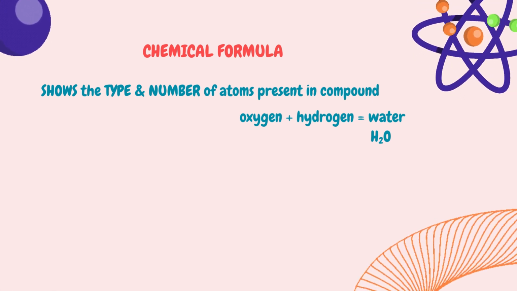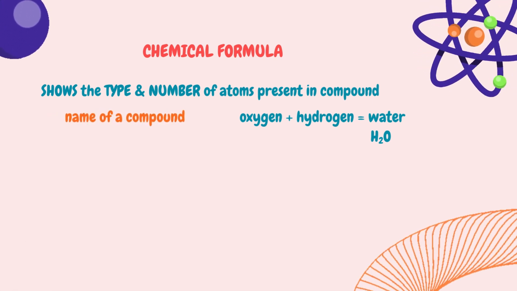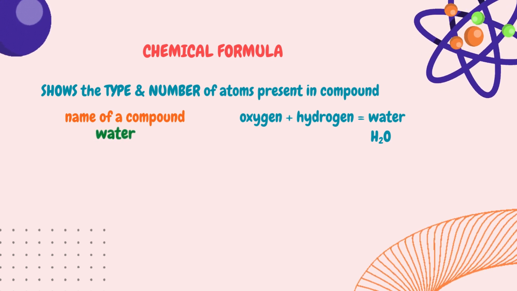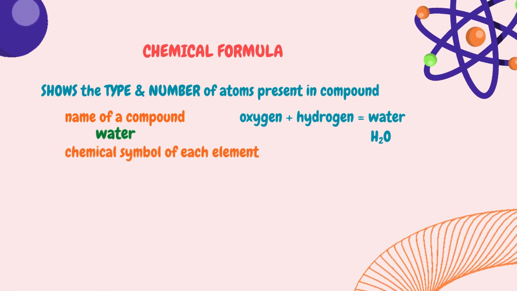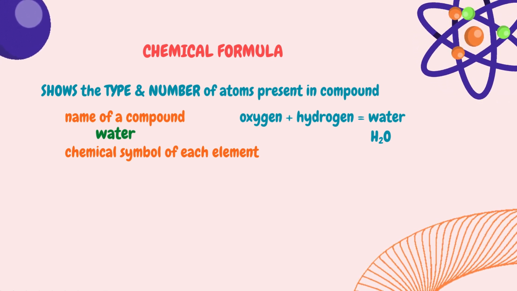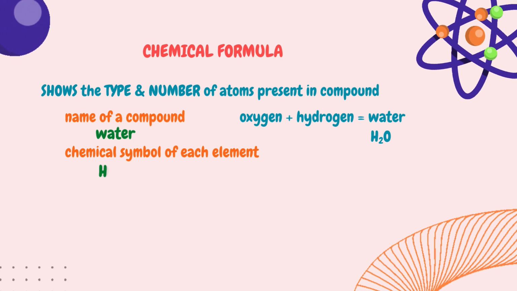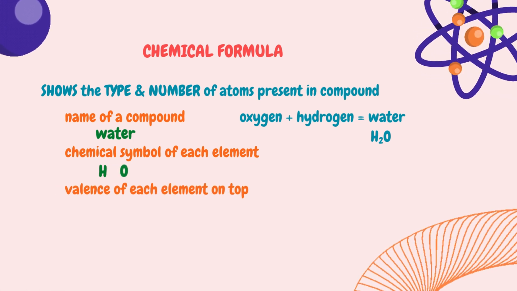How then do you write a chemical formula of a compound? First, write down the name of a compound, for example, water. Then, write down the chemical symbol of each element in a compound. For instance, the elements in water are hydrogen, which has the chemical symbol H, and oxygen, which has the symbol O. Write down the valence of each element on top.